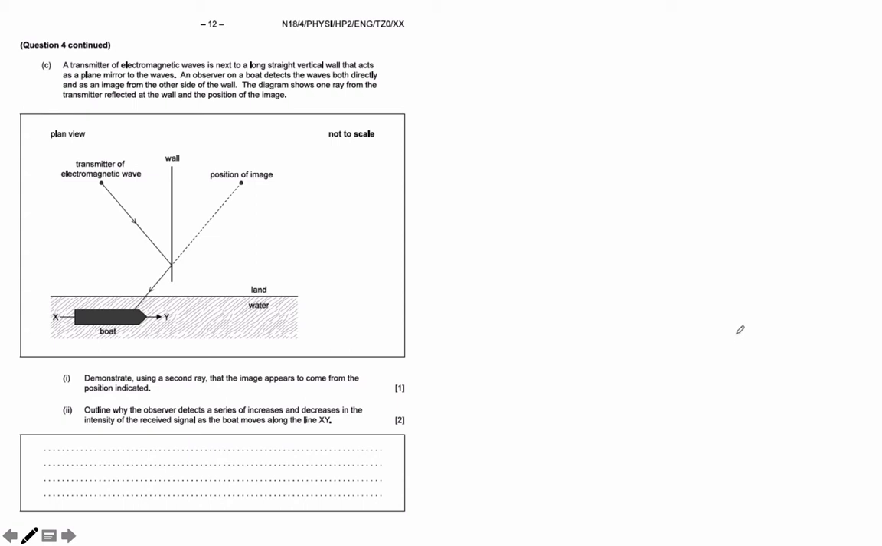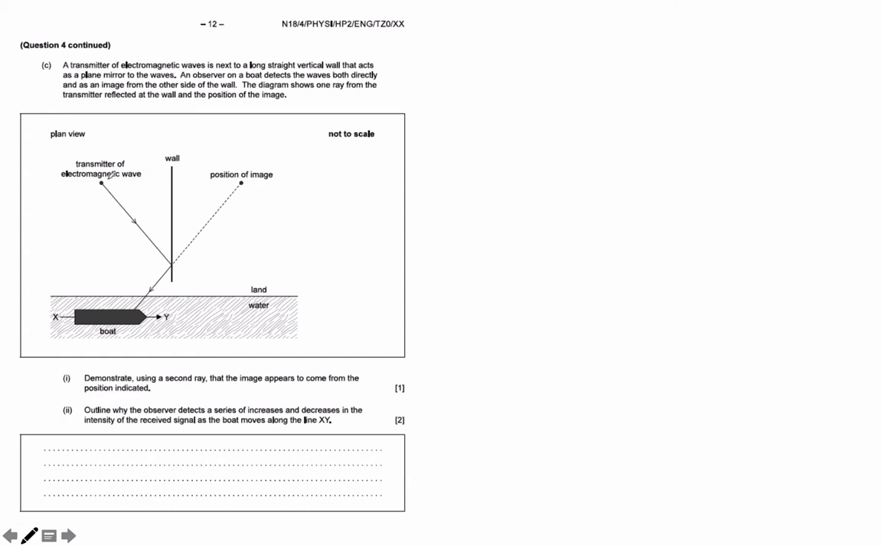I didn't know. I didn't know that we had to construct images from plane mirrors. Oh dear. Do I need to add that? Dear Lord. Okay.